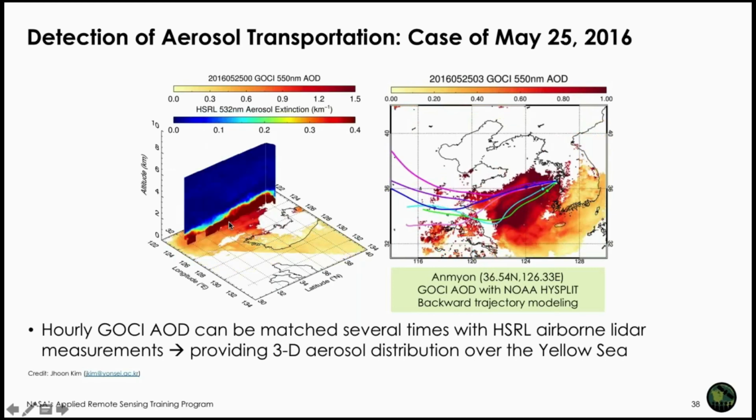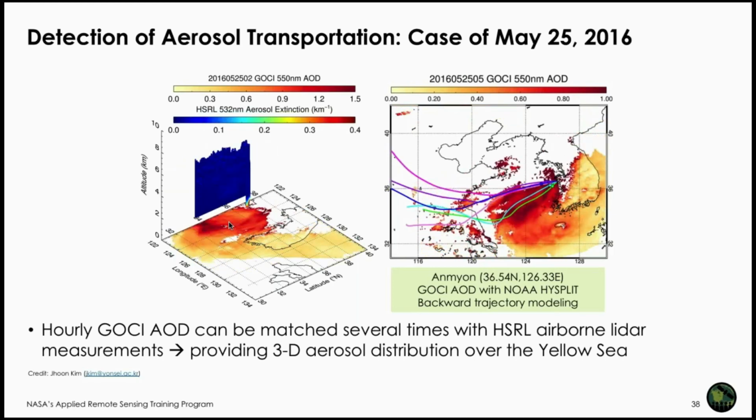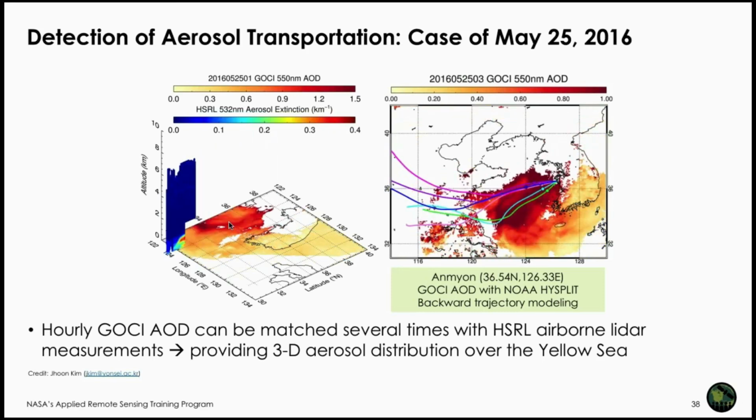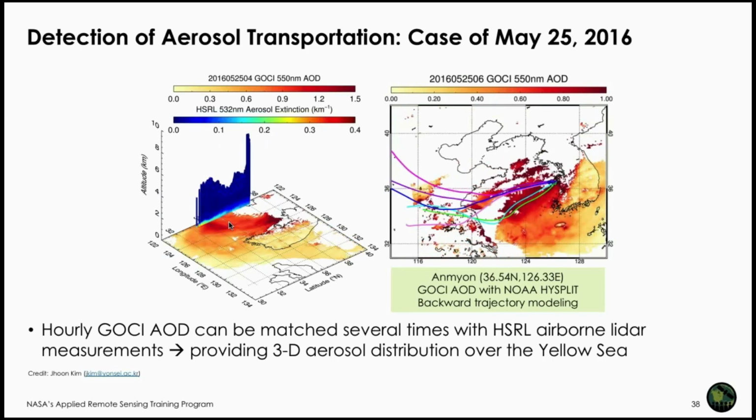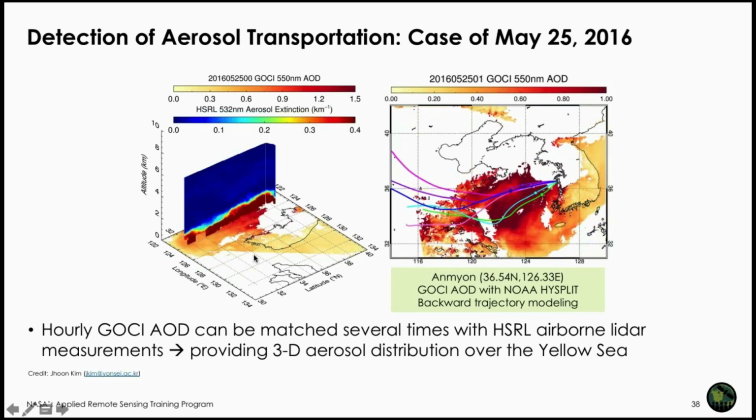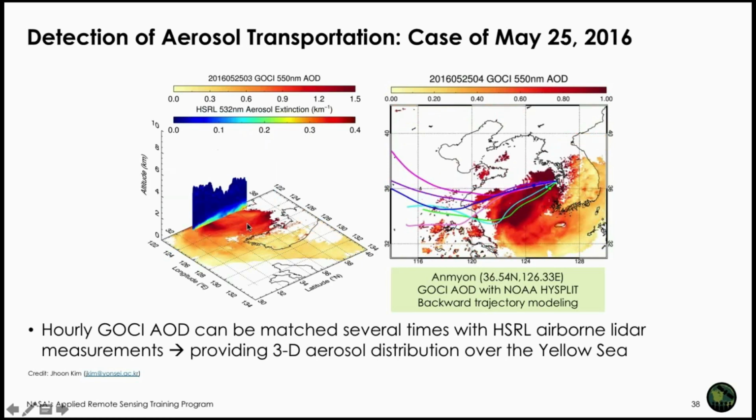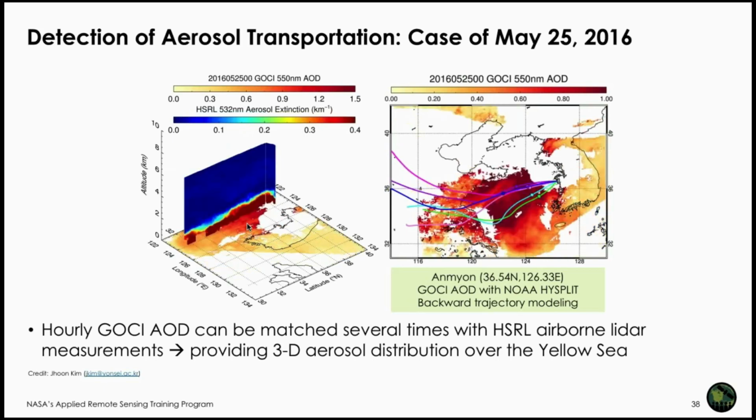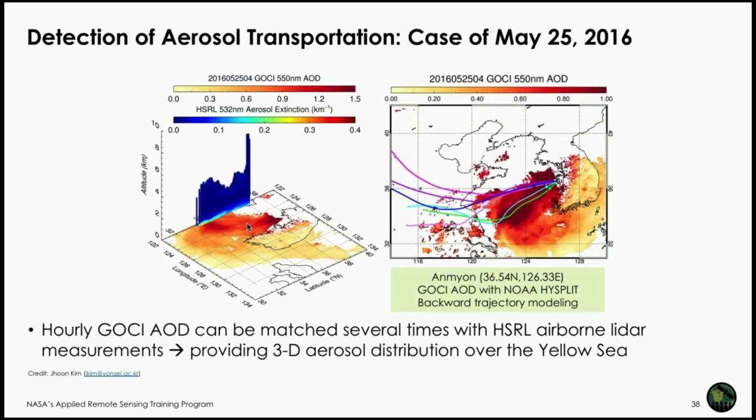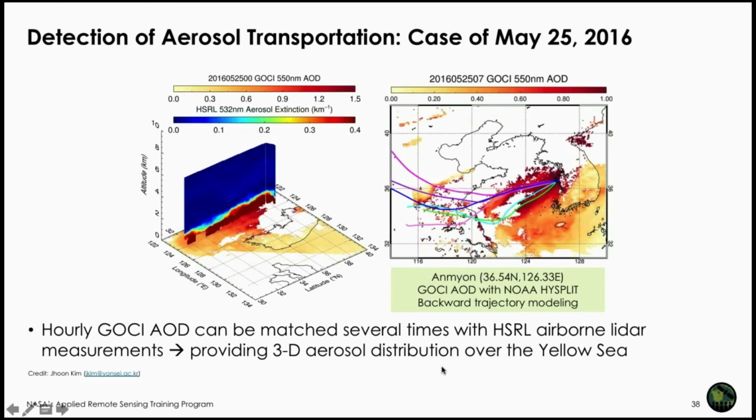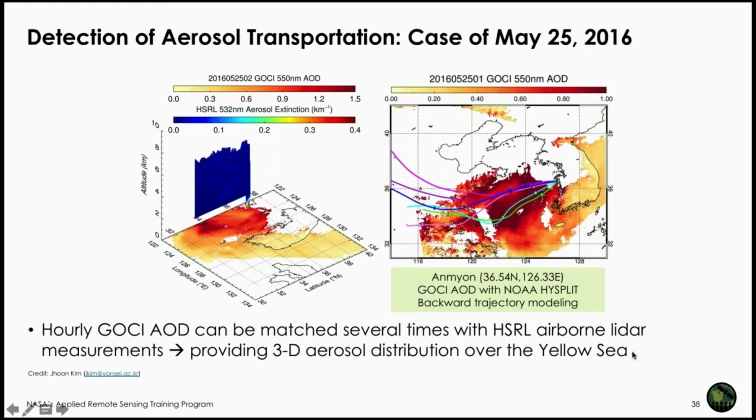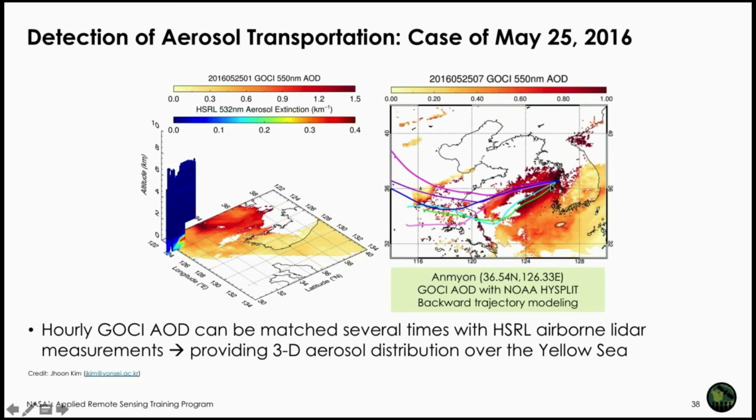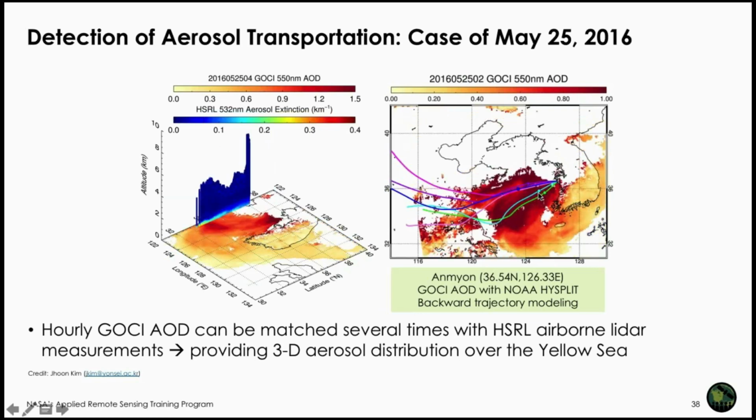And the vertical curtain plot is from the HSRL airborne LiDAR measurement. LiDAR can provide the vertical distribution of aerosol profiles. So when we combine this horizontal spatial distribution of aerosols from GOCI and the vertical properties from the LiDAR, then we can get the 3D aerosol distributions over the Yellow Sea in this campaign. And we can see this aerosol plume is transported from China based on the backward trajectory modeling.